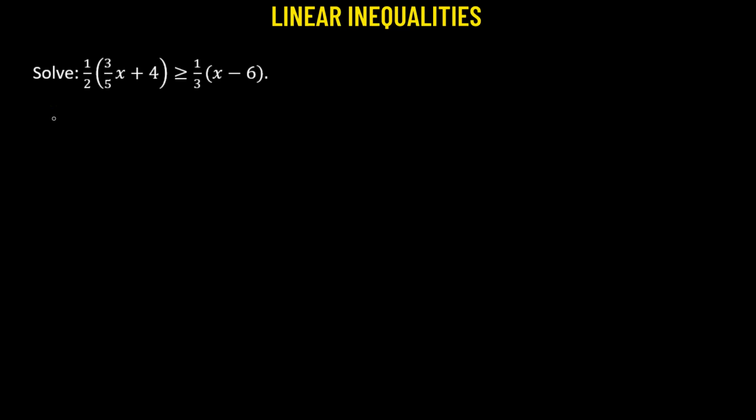Let's find the solution to the given linear inequality. It's an inequality because we have an inequality sign involved, and also linear because the highest degree of x here is 1. Let's begin.